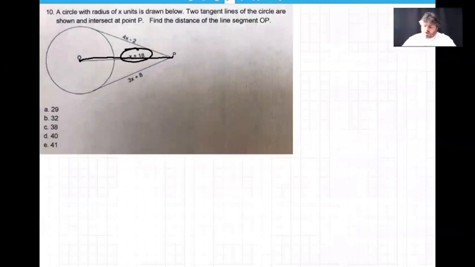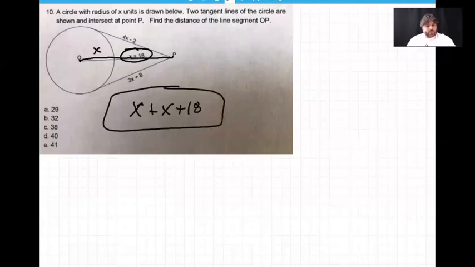and I know that the radius is x units, okay? So basically, I need to know what x plus 18 is. That's my ultimate goal. That's my answer. Whatever x is, when I add x plus 18, that's the entire length there. That's going to be my answer. So somehow I need to set up an equation that helps me solve for x.